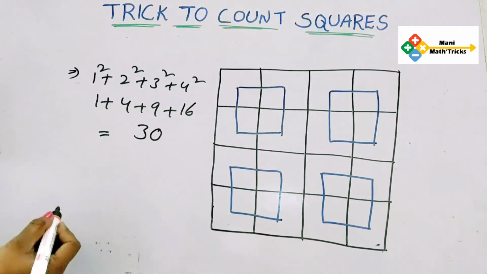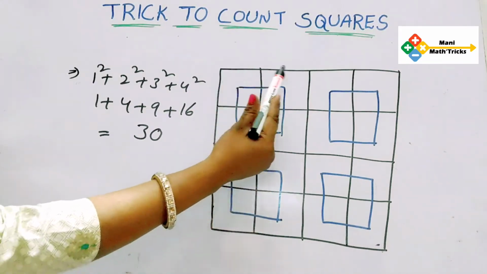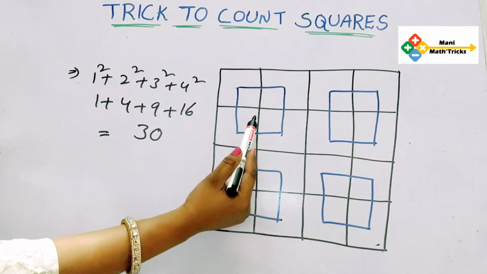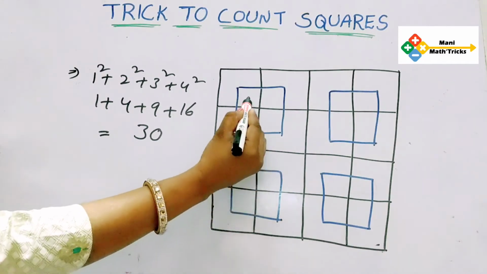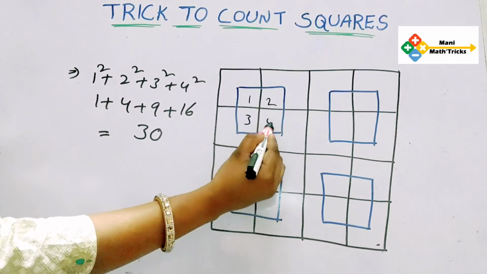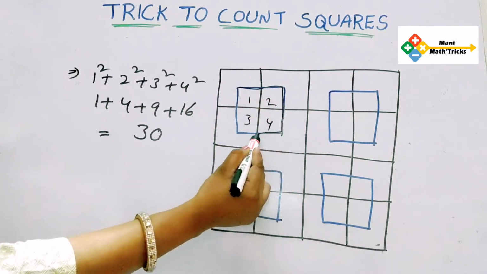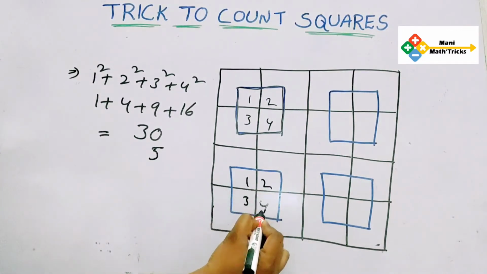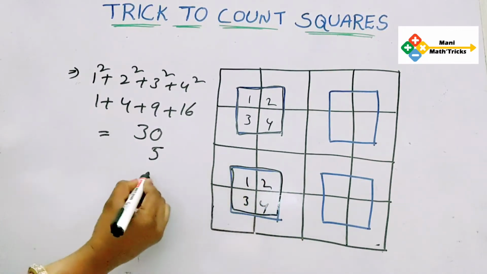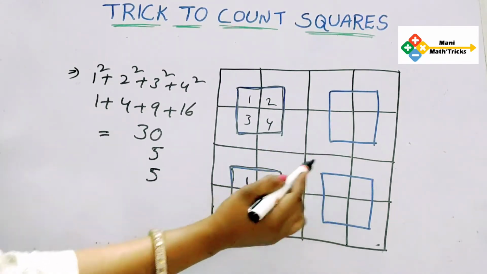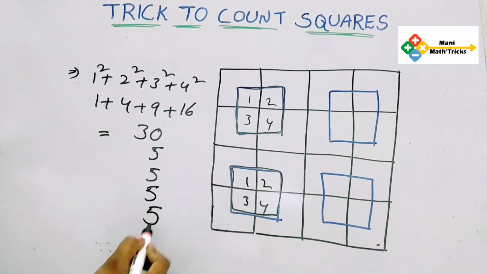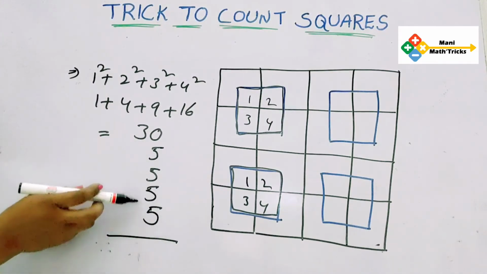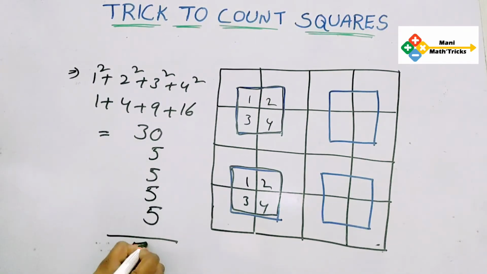Now if you observe inside each box, again you have a few squares. Let's count them. 1, 2, 3, 4, and then this total is 5. Now 1, 2, 3, 4, this total is 5. And then 2 more figures in a similar way. So 5, 5, and add these all. 20 plus 30, 50. So you have 50 squares in this figure.